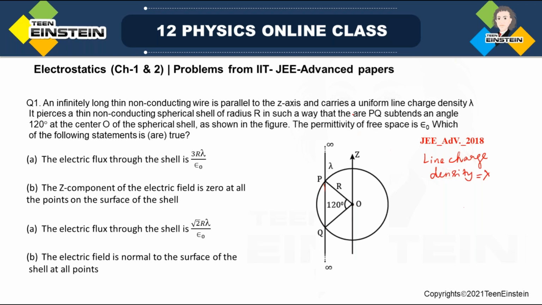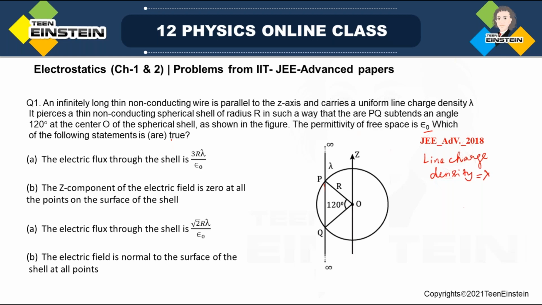Okay, fine. Now the question is that the permittivity of free space is epsilon naught. Which of the following statements is or are true? That means there may be more than one correct option. We have to choose the right options in this problem.